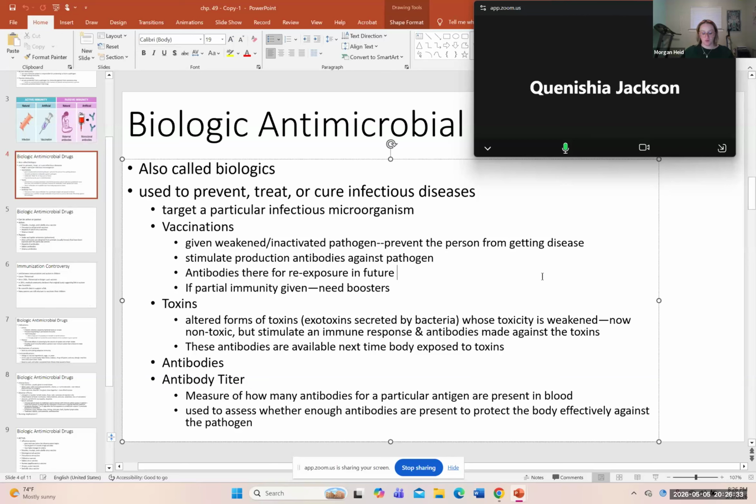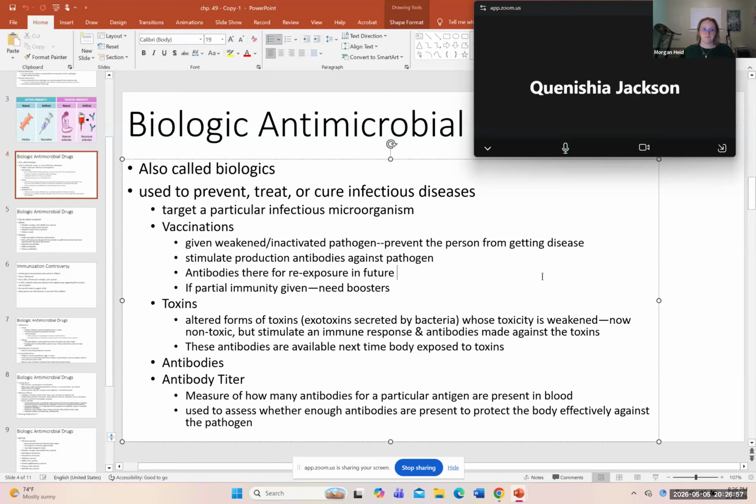Then I can give you toxins. Okay. Because if we're not aware, bacteria, when I get sick from a bacterial infection, bacteria can actually release toxins. They're kind of like random chemicals that bacteria release when they're inside you. And sometimes those toxins can do more damage than the actual bacteria.